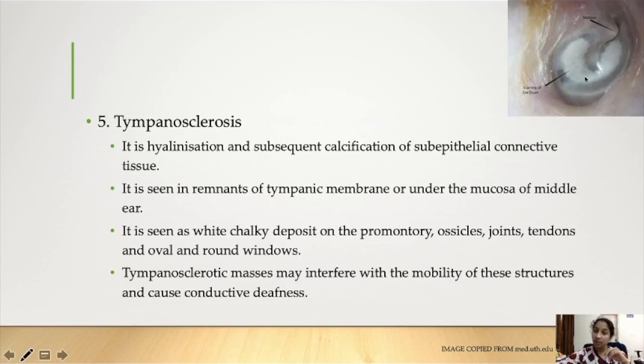So the appearance of tympanosclerosis is like this. This is seen in the tympanic membrane. It may deposit under the mucosa also, on the promontory, ossicles, joints, tendons, and oval and round window. The main disadvantage of this is it will affect the motility of these ossicles and other structures, the oval and round windows, and that will lead to conductive deafness. It will affect the conduction of sound.